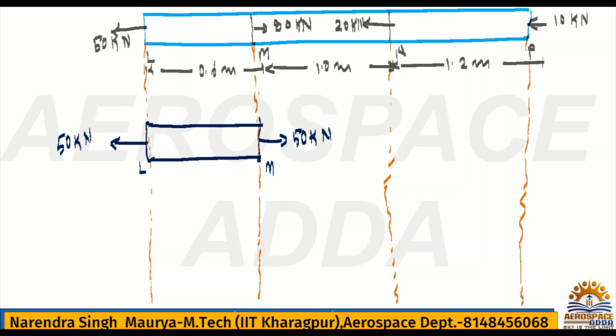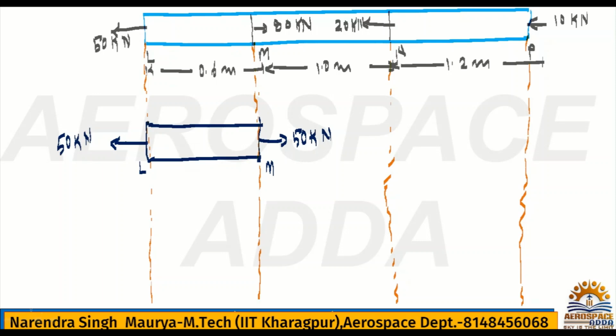Individually I am saying, because this side 50 kilonewton is given, so just opposite will also be 50 kilonewton, just like action and reaction. So this side 50 kilonewton we have, so obviously this side an opposite and equal value will be there, then only this bar will be stable. That's the meaning of it.